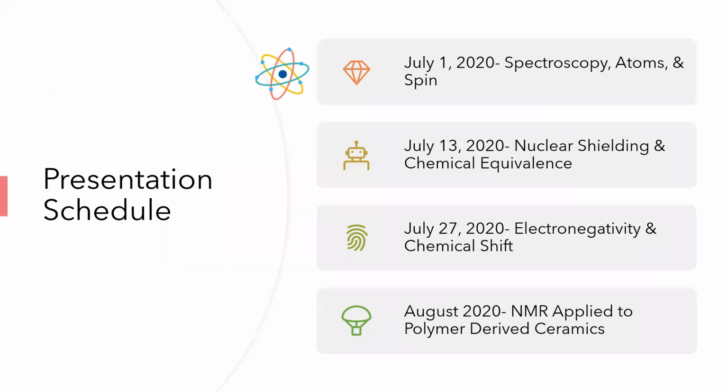So in the future, today I talked about spectroscopy, atoms, and spin, but next time I'll talk about nuclear shielding and deshielding, and then chemical equivalence, and that'll be on July 13th.